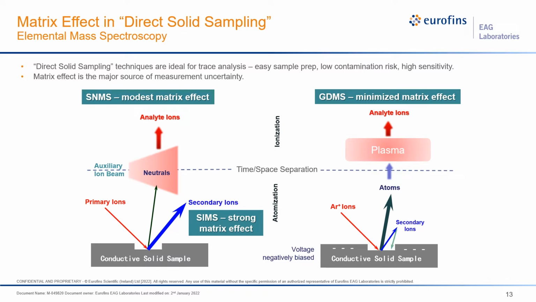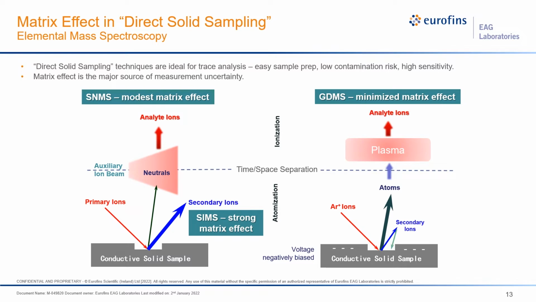The second technique is called sputtered neutral mass spec, which collects both the secondary ion signal as well as some of the neutrals, which are further ionized by an auxiliary ion beam. You can see there will still be some matrix effect. Part of the reason is that there is an atomization and ionization separation process because of sputtered neutrals. So what if we can maximize this process, or suppress the secondary ion generation and boost the neutral yield?